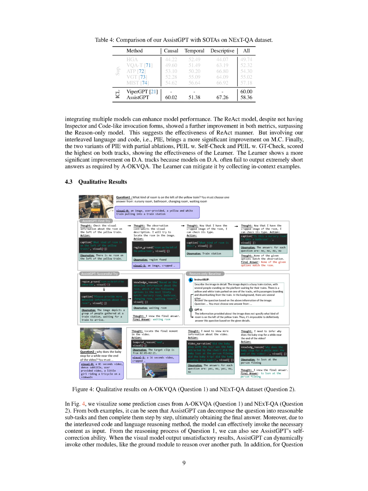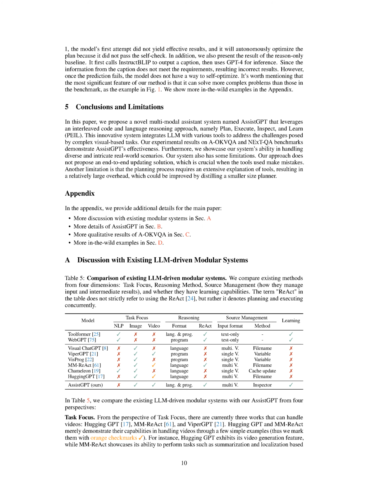AssistGPT also has a self-correcting ability. For example, if the visual model produces less than satisfactory results, AssistGPT can switch to using other modules, like the ground module, to reason along a different path. In the case of question 1, the model's initial approach didn't yield effective results. But AssistGPT doesn't stop there. It independently fine-tunes the plan when it doesn't pass its own self-check.